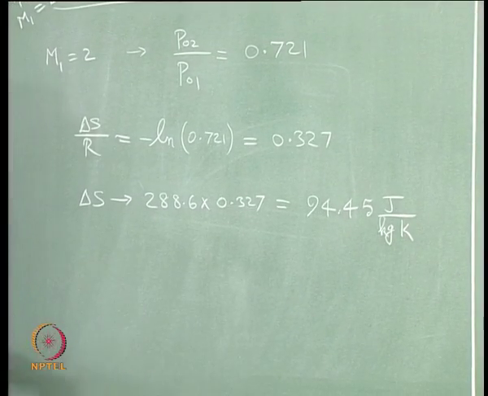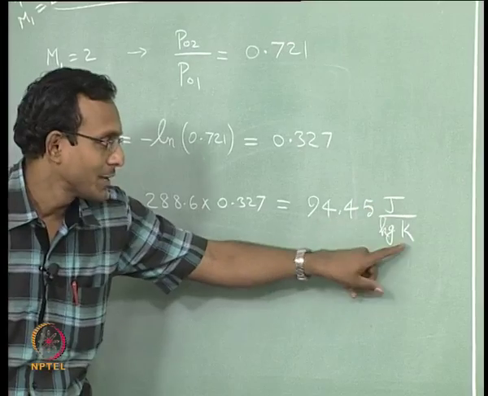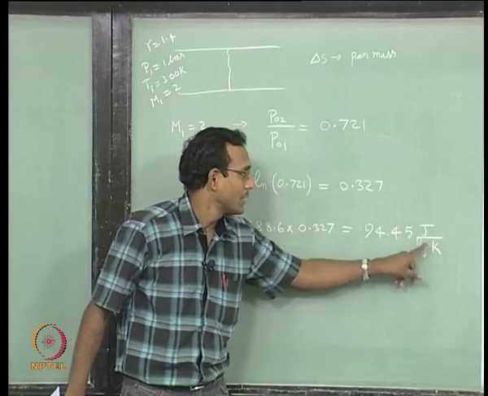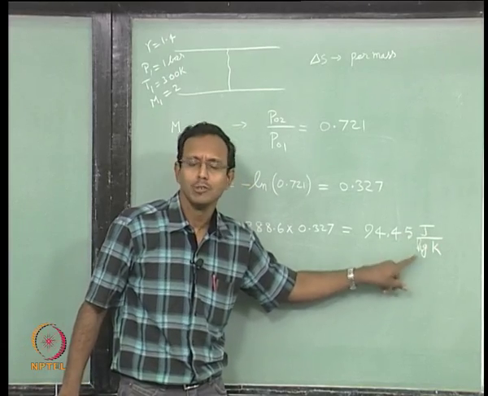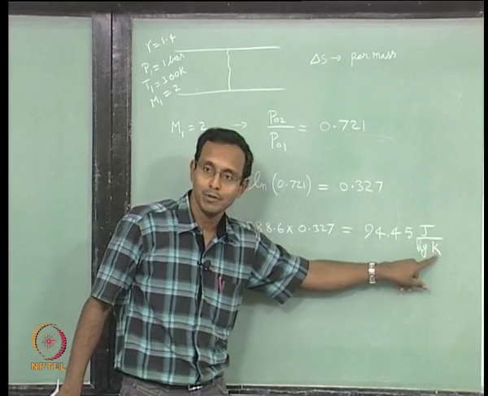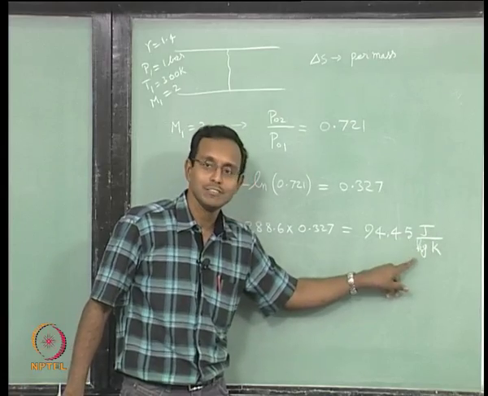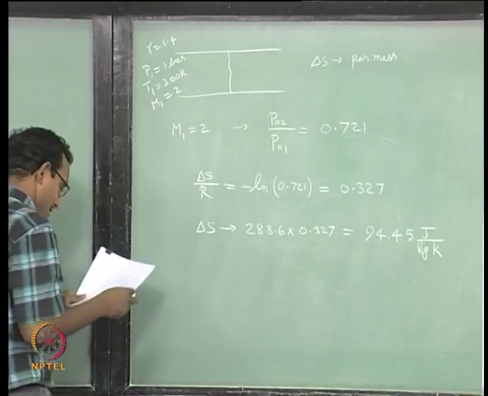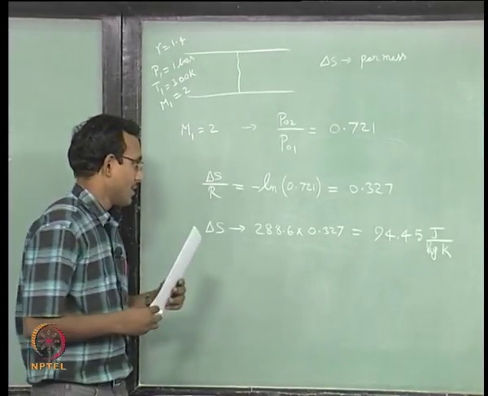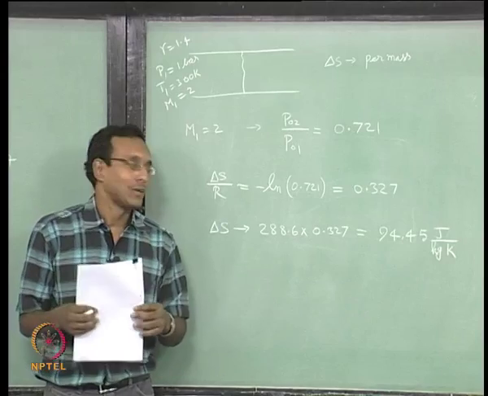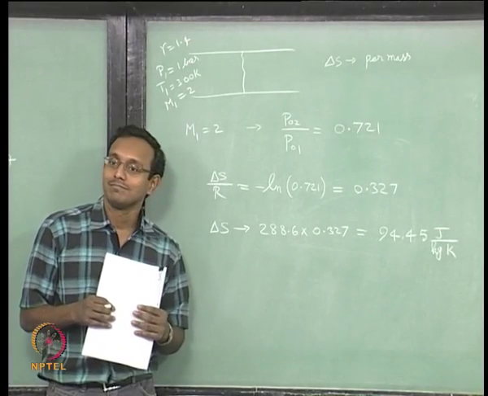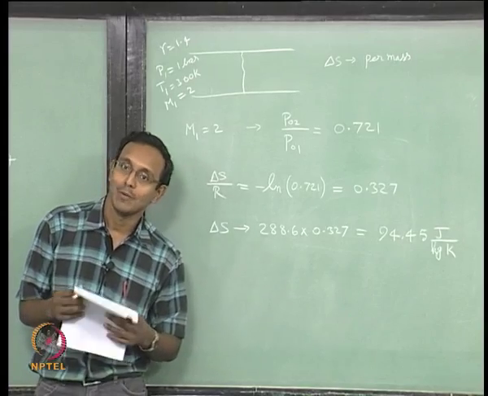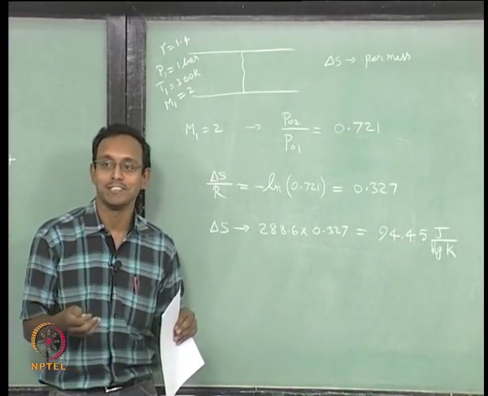Entropy units are joules per Kelvin, divided by kilogram, which is entropy per kilogram, entropy per mass. That is another way of looking at it. Let us say I do not want it per kilogram, I want it per mole. How will I find the per mole basis entropy change?